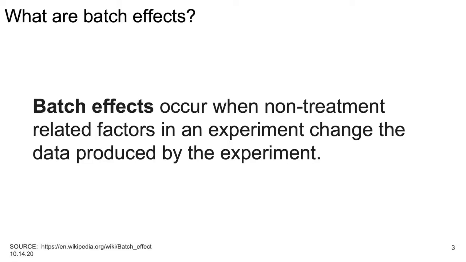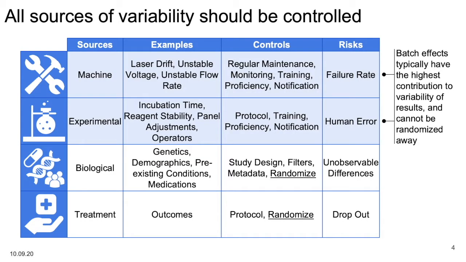So what are batch effects? Batch effects are non-treatment related factors that enter into experiments that are often the result of technical variation in collection procedures or in preparation procedures when experiments are run over multiple days. Some of these sources might arise from machine or experimental variation, and they typically have the highest contribution to the variability of results, and they often can't be randomized away.